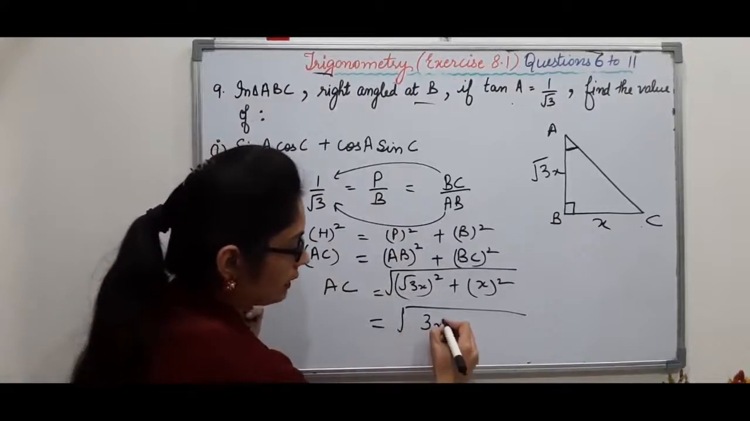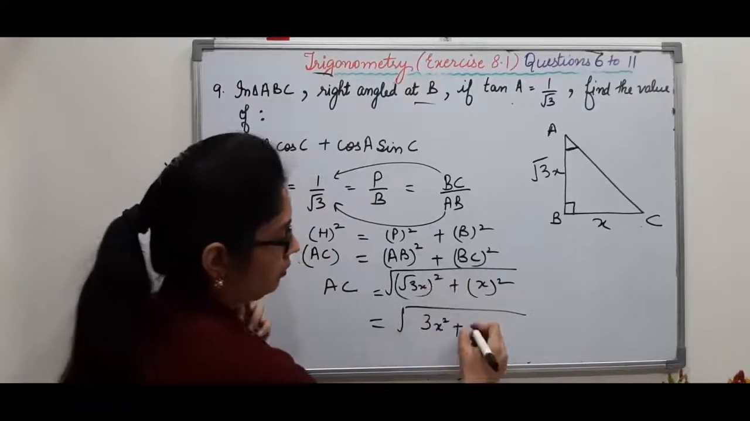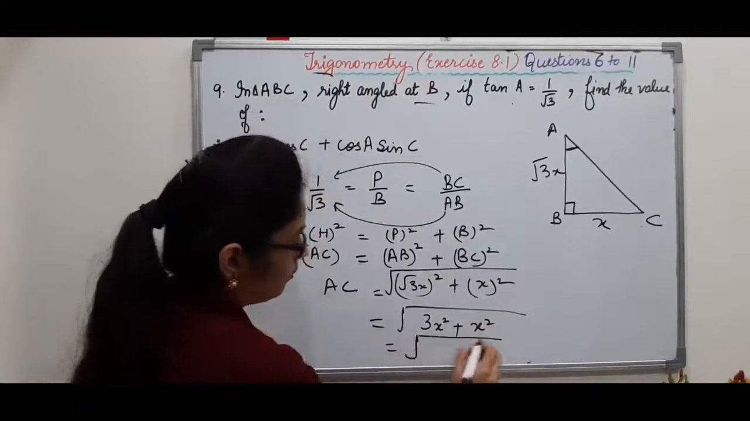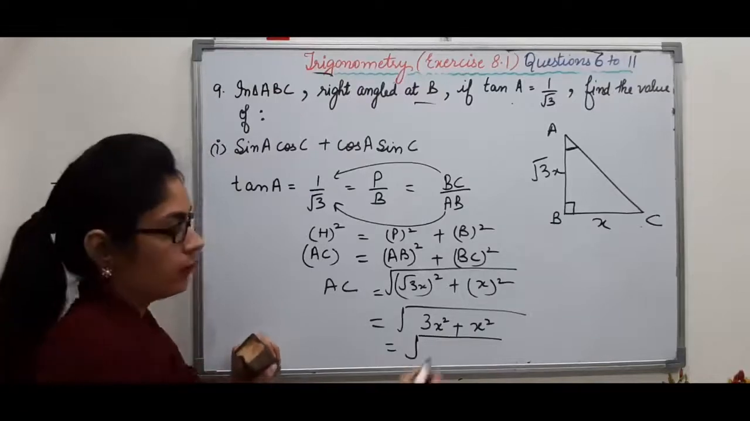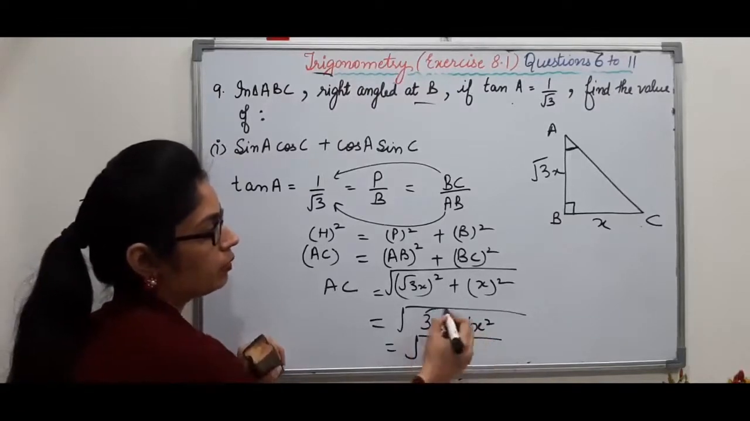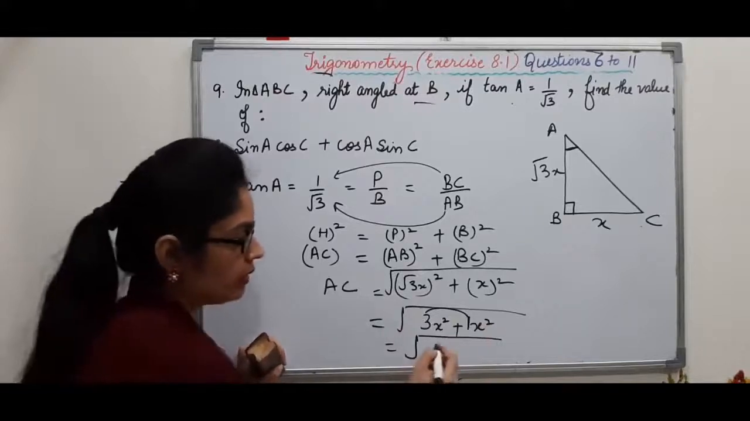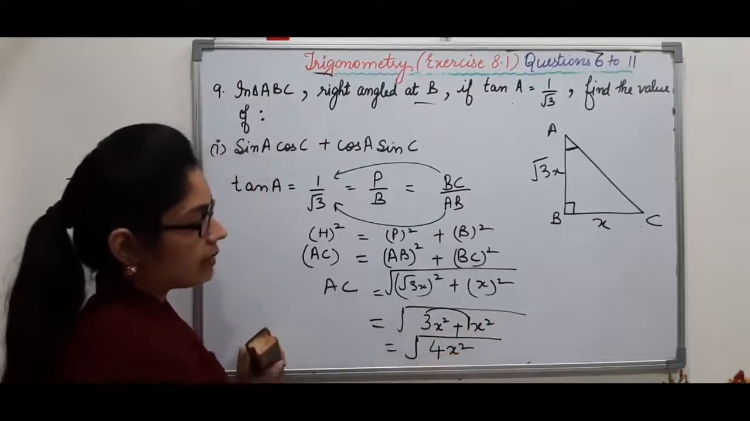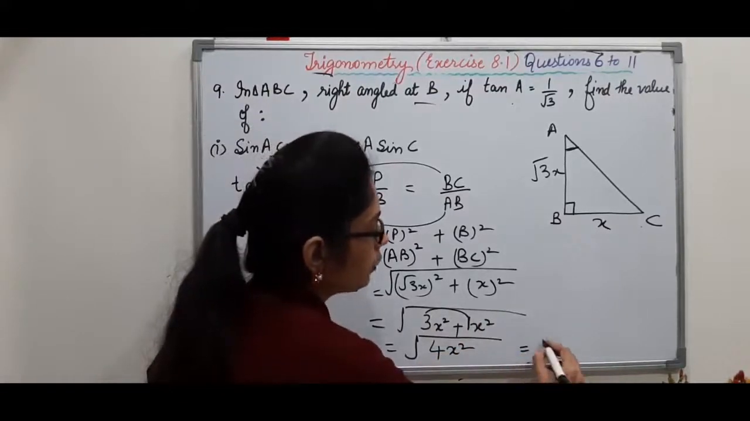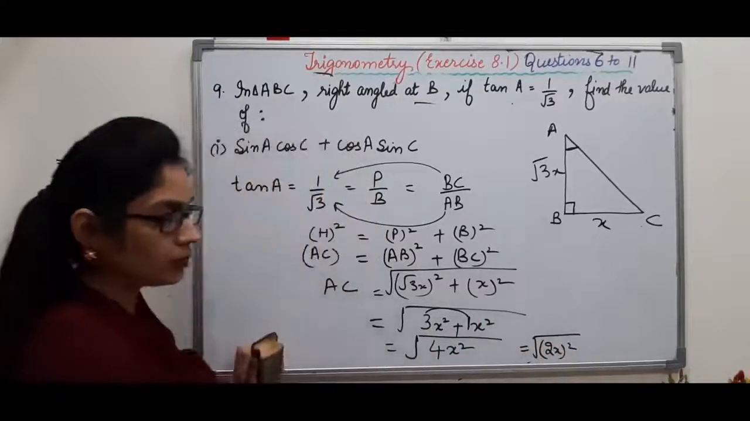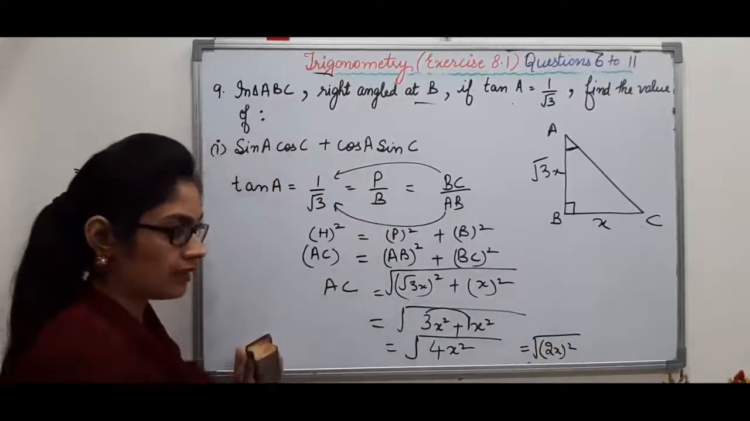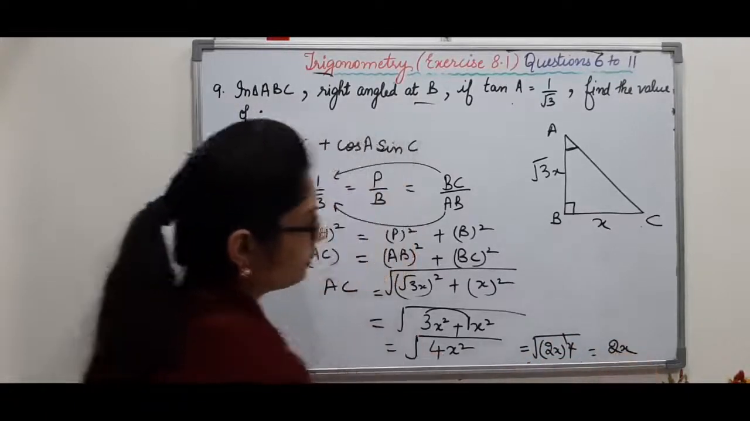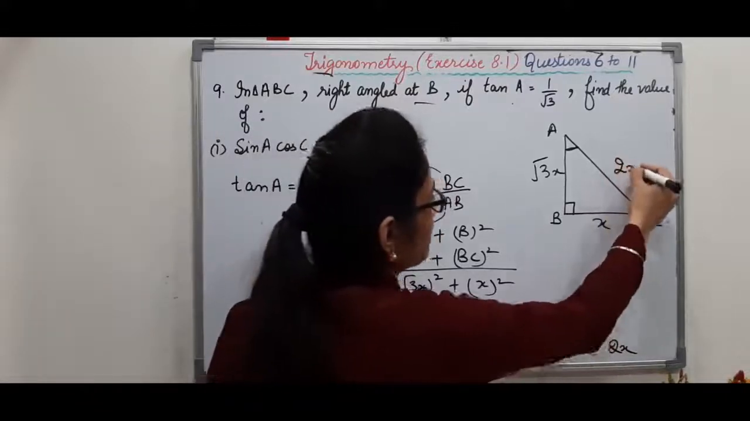So 3x square plus x whole square, it will be equal to x square. So 3x square plus x square, so this is basically 1. Like numbers you can add to each other and variables you can write as they are. So 3 plus 1 is 4, x square we can write as it is. This we can also write as 2x square upon root. Why 2x square? Because 2 into 2 is 4 and x into x is x square. So this square and this root will get cancelled. So we'll get 2x. So here AC is equal to 2x.